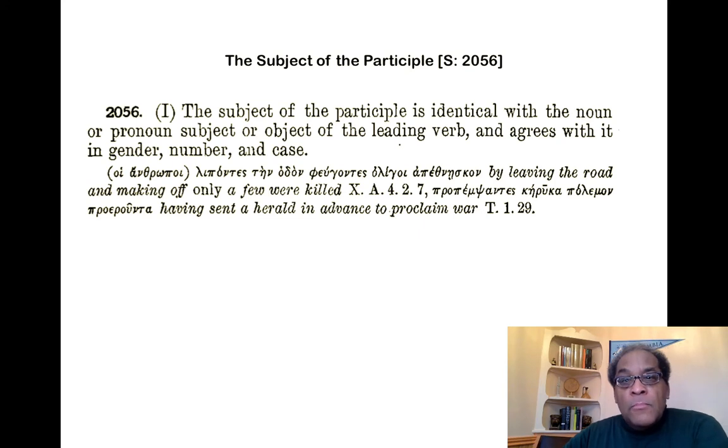Okay, so the subject of the participle is identical with the noun or pronoun, subject or object of the leading verb, and agrees with it in gender, number, and case. This is the sense in which a participle always functions like an adjective and agrees with whatever it refers to in gender, number, and case. So in this first example, by leaving the road and making off, only a few were killed: leipontes ten hodon, pheugontes, oligoi apethnescon. We see our participles, leipontes and pheugontes. They are both nominative plural in agreement with the subject that's been supplied here, hoi anthropoi.